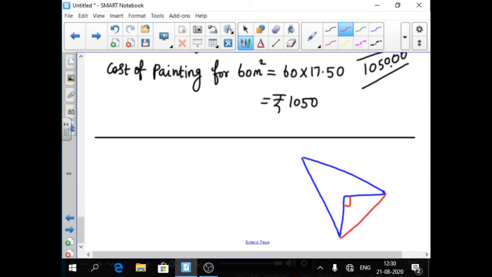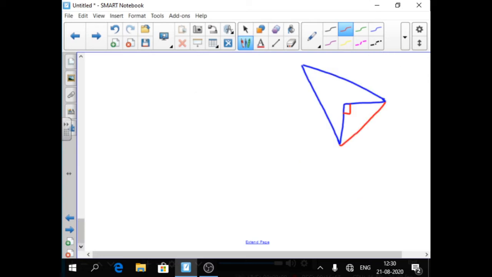This is the given triangle. A, B, this is D and this is C. So this is the shaded part. This is the shaded part. We want to find the area of the unshaded region.